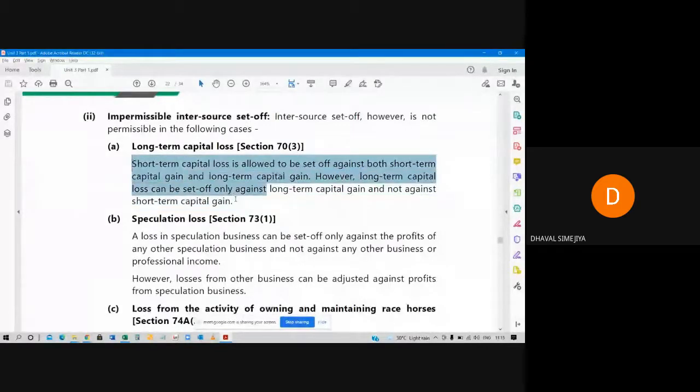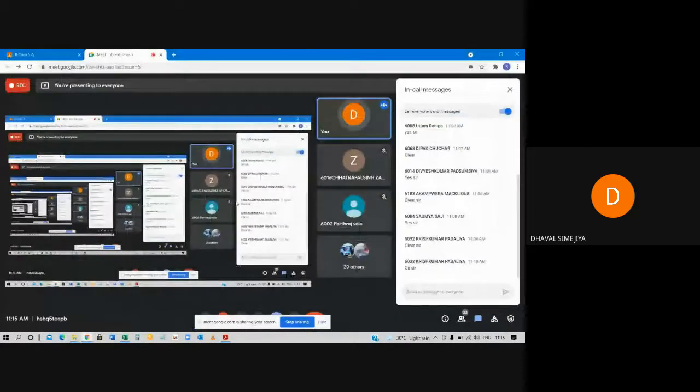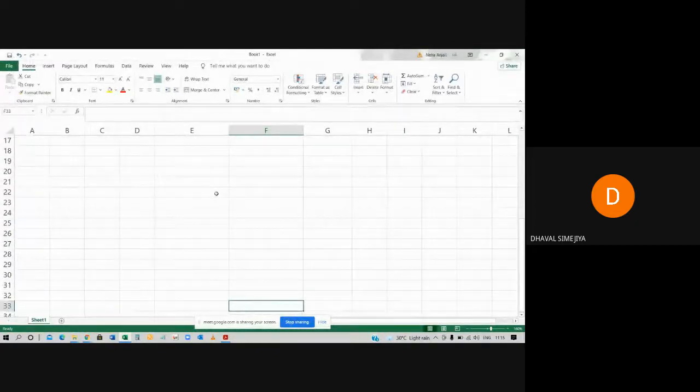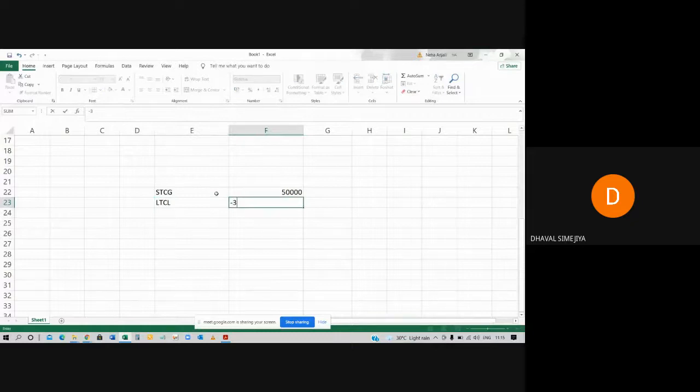A 1 mark question will definitely be there from this point. Short-term capital loss is allowed to be set off from both, but long-term capital loss can't be set off from both, as it will be set off from long-term capital gain only. Are you getting this? Hello, give me the answer now. Short-term capital gain 50,000 rupees and long-term capital loss, let's say 30,000 rupees. Will it be set off or not?